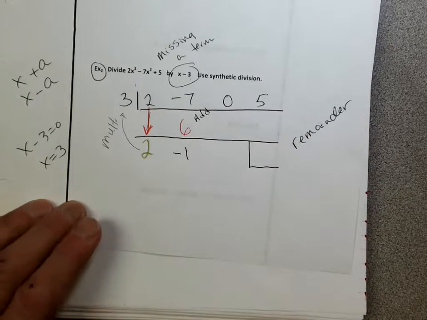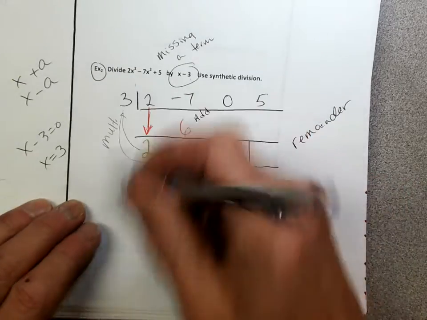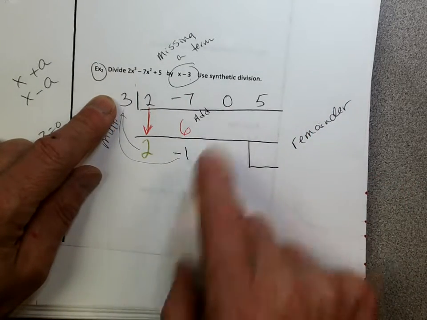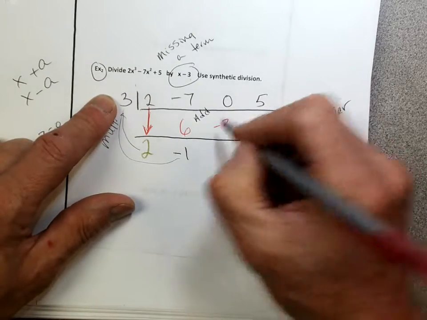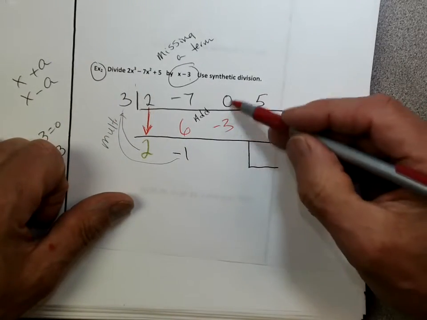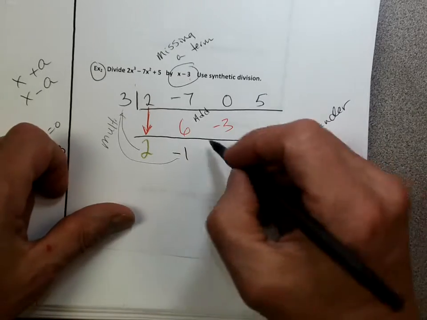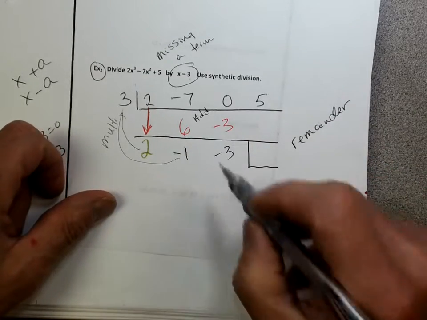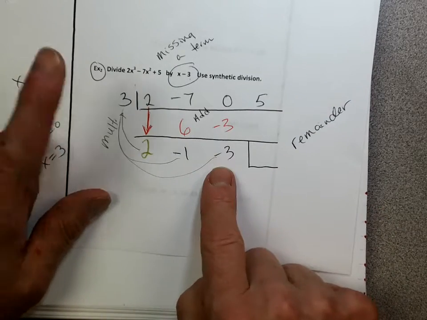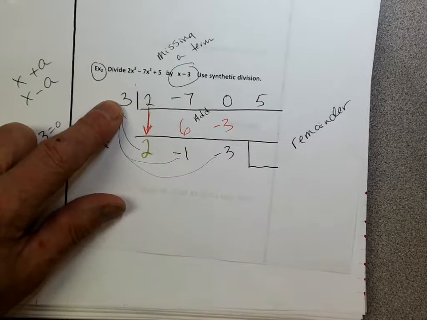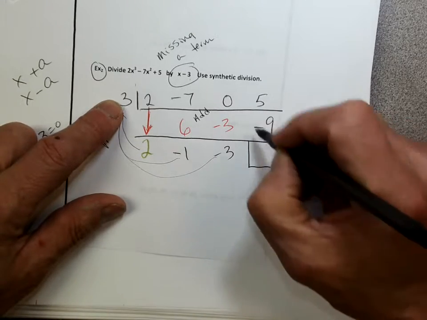Multiply. So I'm going to multiply up here. Negative 1 times 3 is negative 3. Put that in there, negative 3. And I add. 0 minus 3 is a negative 3. Okay. And then I multiply. Negative 3 times 3 is a negative 9. So put your negative 9 here. Same thing.